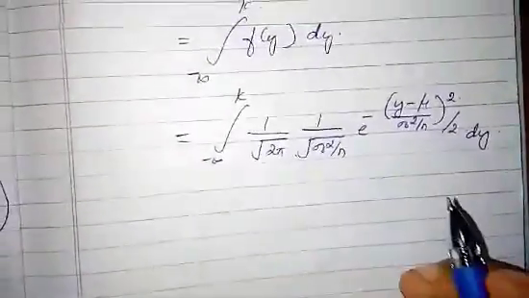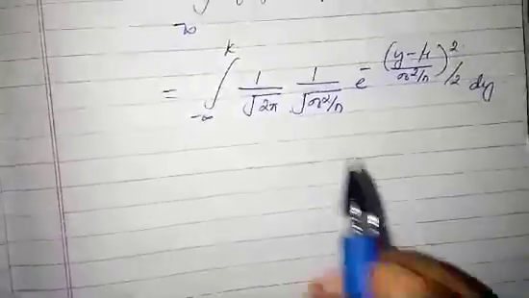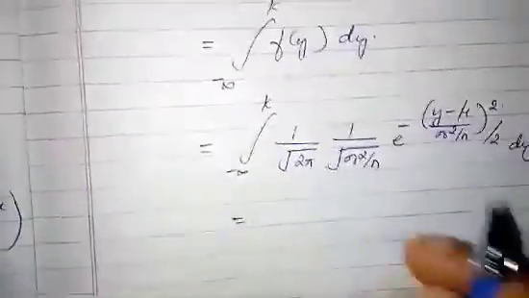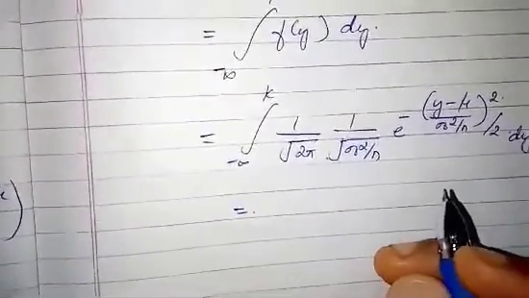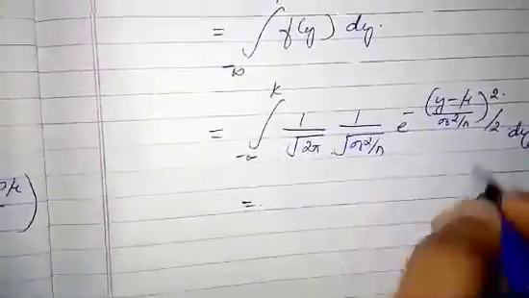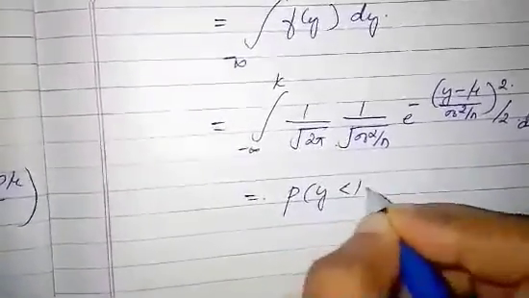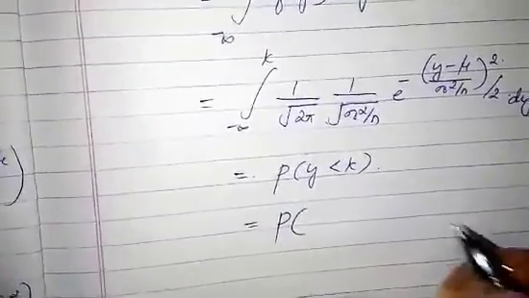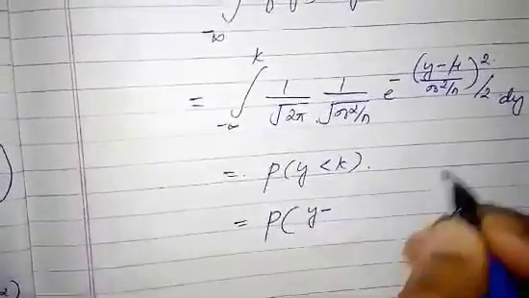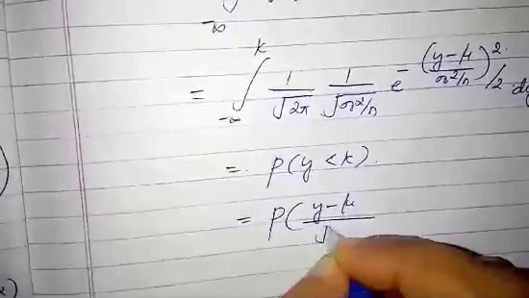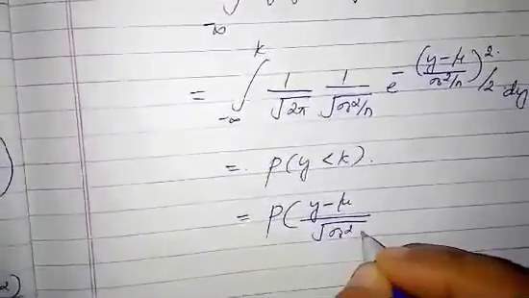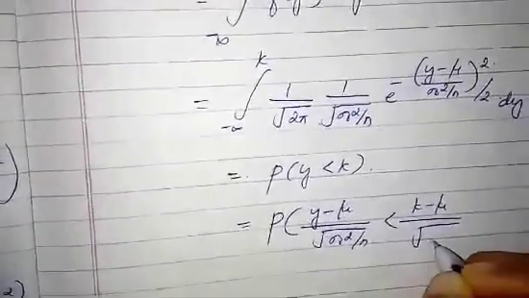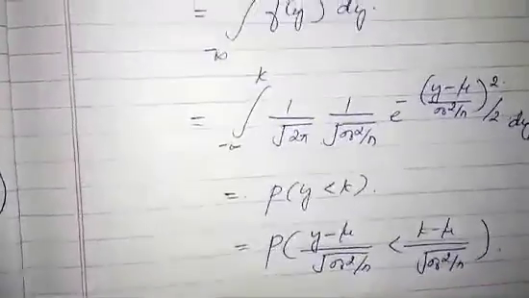Here also this is a long term, then it's difficult to integrate. For that we make some transformation, that is, make this normal variable a standard normal variable. Here this term is equal to probability of y less than k. It's equal to probability of, we make y a standard normal variable by y minus its mean, mu, divided by its standard deviation, that is square root of sigma naught square divided by n. This is less than k minus mu divided by square root of sigma naught square divided by n.